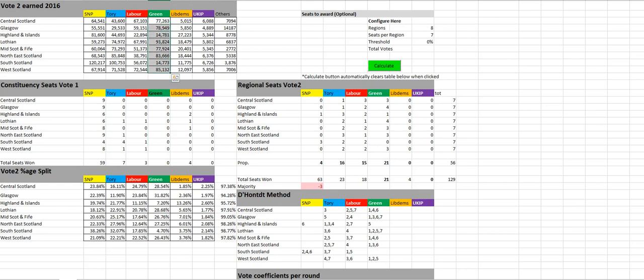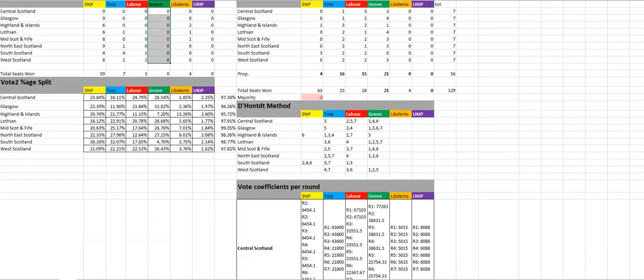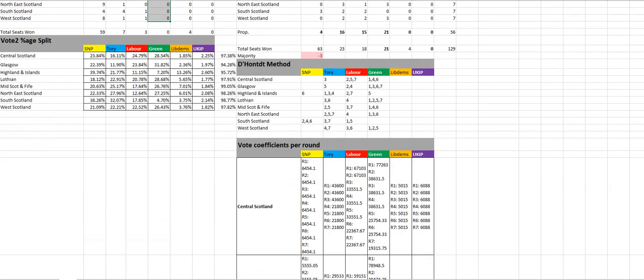It's given them a great starting position because they have no divisors. You just have to look at the numbers, and they're winning seats galore. 3 in Central Scotland, 4 in Glasgow, 1 in Highlands and Islands, another 4 in Lothian, 3 there, 3 there, and 3 there. Done exceptionally well. So that's how it would have worked, in hindsight, at 50%.